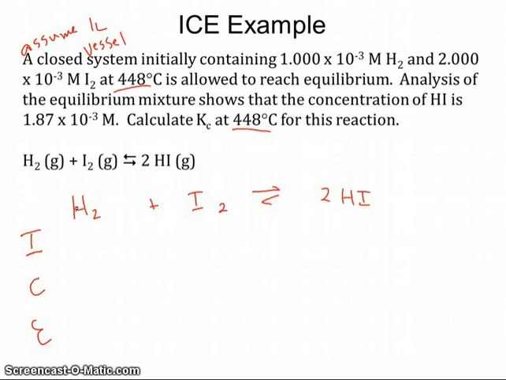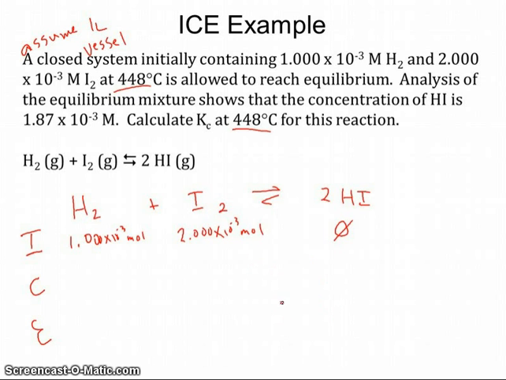So initially, according to this, if I have 1.00 times 10 to the -3 molar H2 and I have 1 liter of H2, that must mean I have 1.000 times 10 to the -3 moles. Reactions happen mole to mole. Initially, for I2, I have 2.000 times 10 to the -3 moles. And for HI, initially, there is none of this. It has not had a chance to react yet. We charged it with reactants.